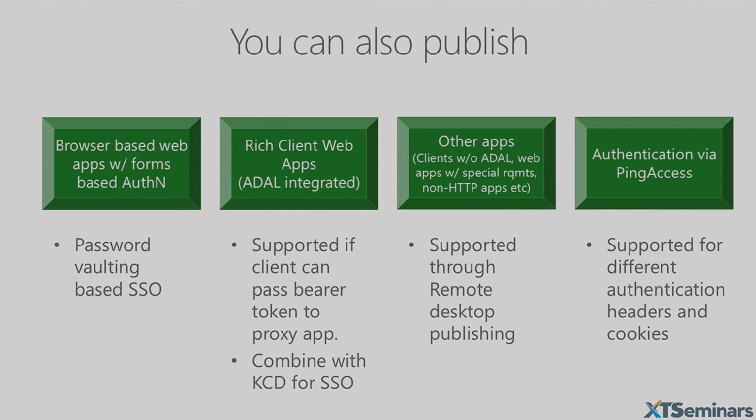So another thing you might have is a forms-based app. And there's a sort of workaround where we can actually use password vaulting to fill in the form for you. Right? I'm just going to say it's not the most elegant solution, but it does work. Rich client web apps are supported as well. And then other apps, if you have other apps, how do you support them? Well, one of the things you could do is support them through remote desktop publishing. Right? So we can authenticate to remote desktop gateway and then gain access to the apps.